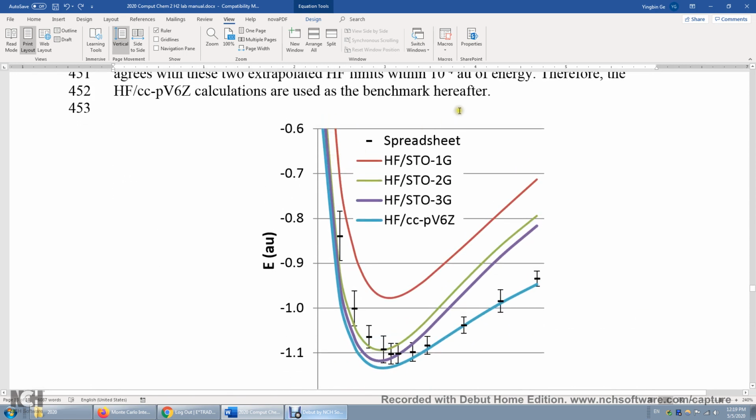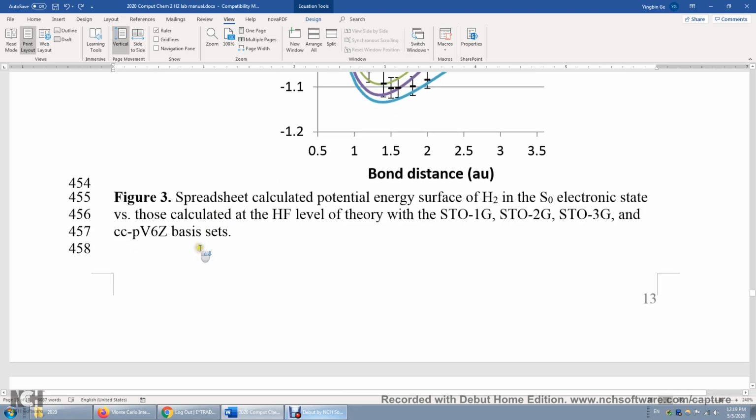I computed the energy of the ground state first, and then compared that with some high-level calculations, for example, Hartree-Fock calculations using this basis set. This is the blue line, and this data is from the Excel spreadsheet calculation, and you can see the match is pretty good.